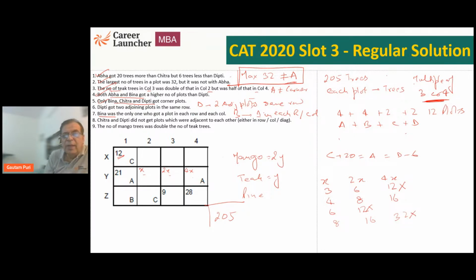Then we have 9, 18, 36. Not possible. Why? Because the maximum number of trees is 32. If X is 9, then the maximum number of trees becomes 36. Not possible. So which is the only case available to us? 4, 8, 16. So X is equal to 4, 2X is equal to 8, and 4X equal to 16.